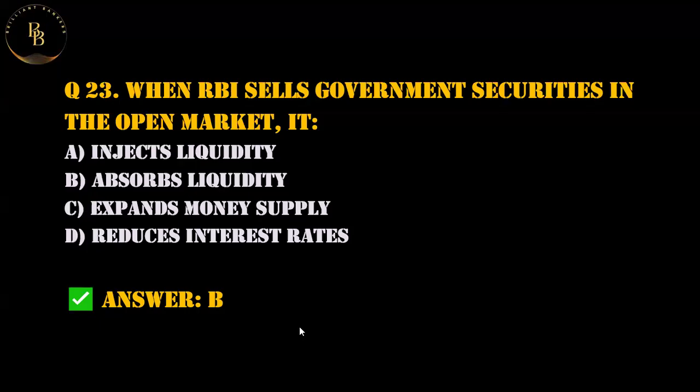Whenever RBI is selling a government security, banks buy it. When the banks buy it, they do have less cash for lending, and it automatically tightens the liquidity. So RBI absorbs liquidity by selling government securities in the open market.